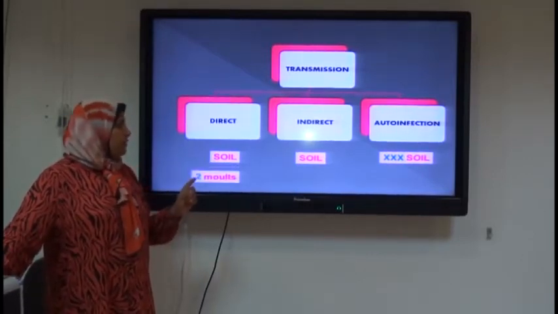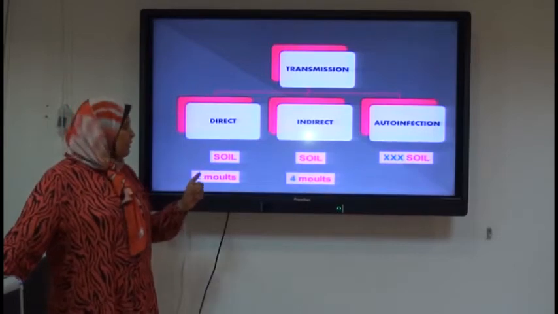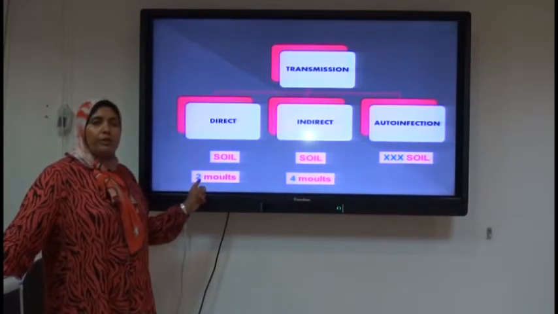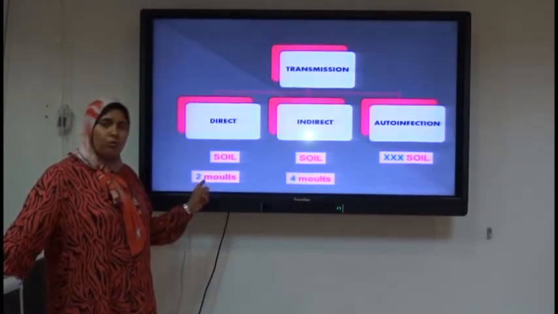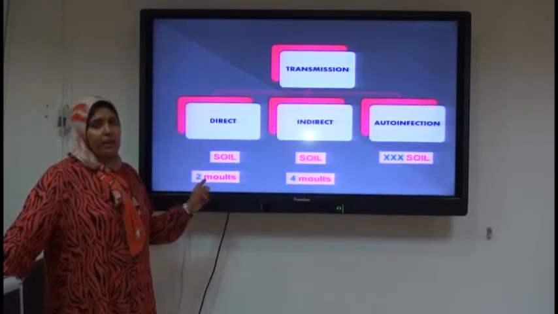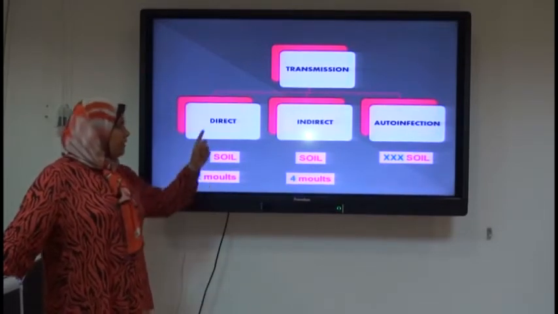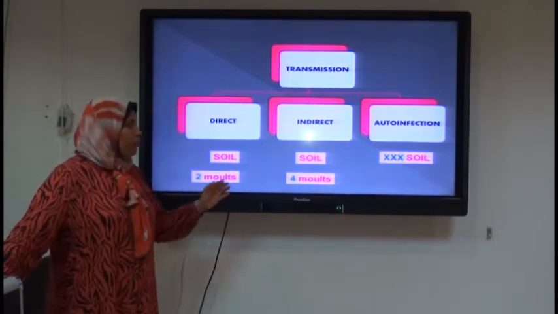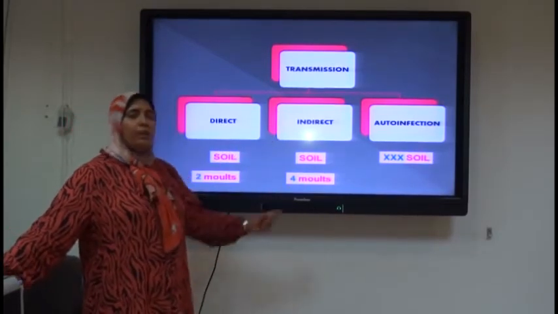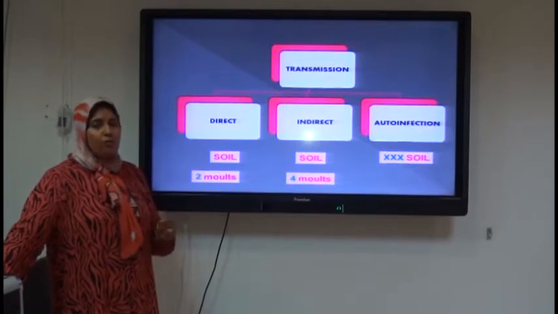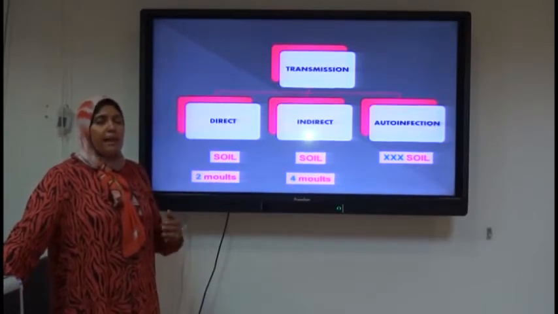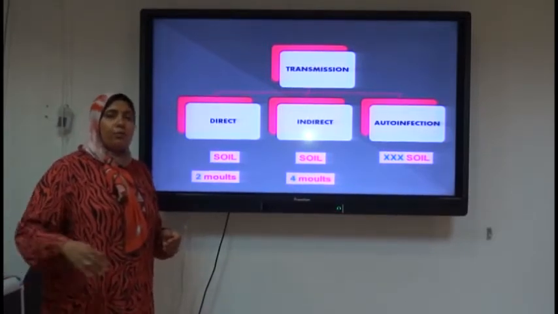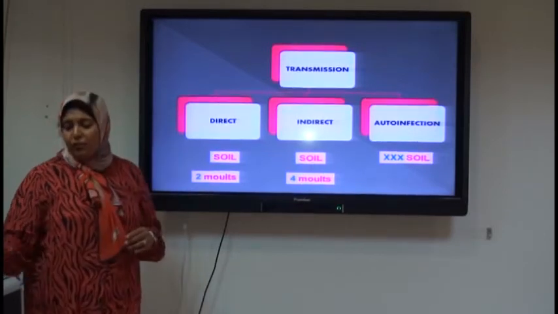In the direct and the indirect cycles, the direct cycle requires just 2 divisions or 2 molts. And from now we can conclude that here in the direct cycle, the conditions are not appropriate. Whereas in the indirect cycle, it will pass through 4 divisions or 4 molts, and this means that conditions are favorable in order to mature in the soil.